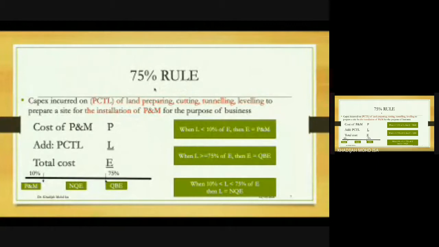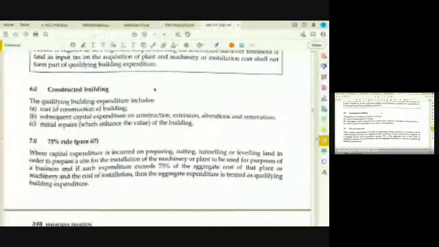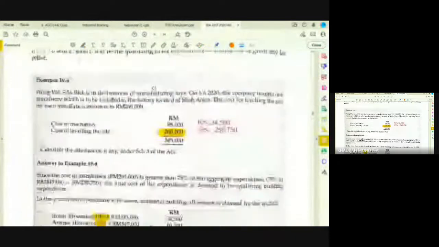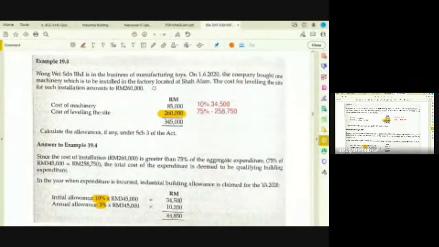Do you understand? The 75% rule. Okay, let's look at the example in the textbook. We have an example here. Wong Wei Sdn Bhd is in the business of manufacturing toys, and the company on 1st June 2020 bought one machine which is to be installed. So you buy a machine to be installed in Shah Alam, then you incur the cost of leveling the site. That costs you 260,000. So then you have to check whether the PCTL, the 260,000 that you incur, is it qualifying as plant and machinery, or as industrial building, or is it non-qualifying? So you have to do the 10% and 75% check.